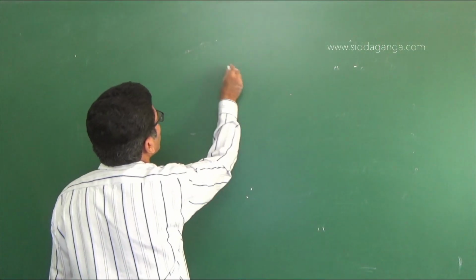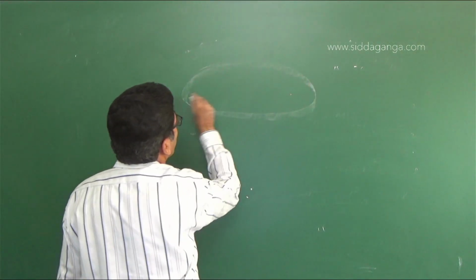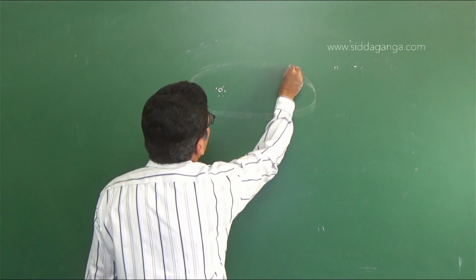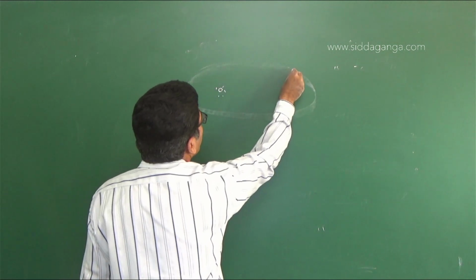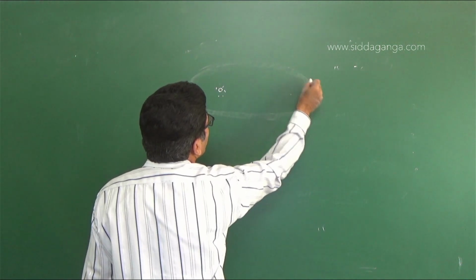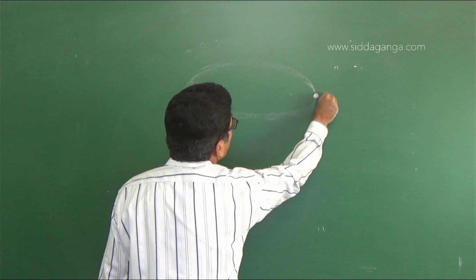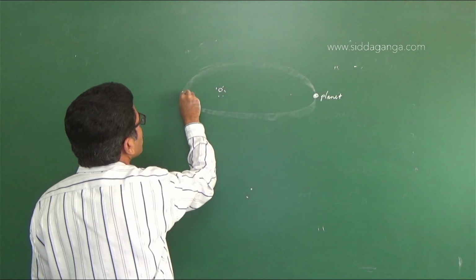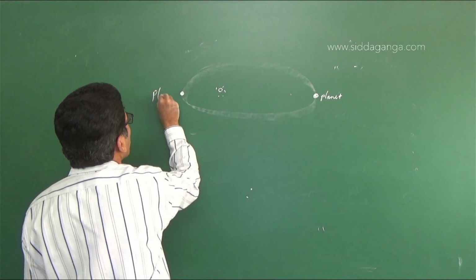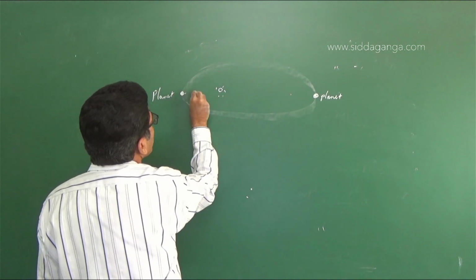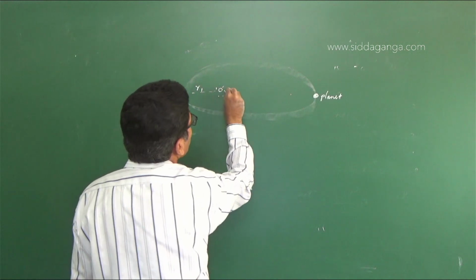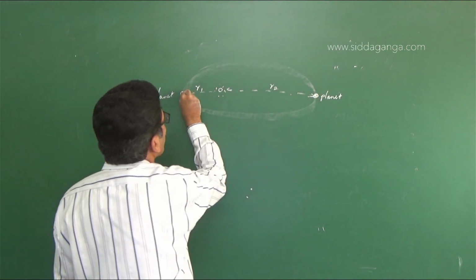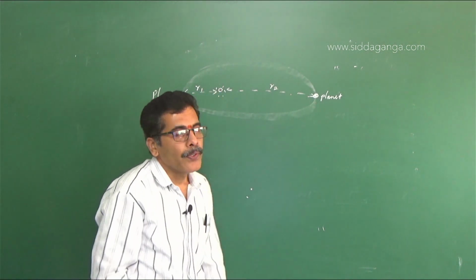We have the sun somewhere here, right? The planet at a certain distance, a farthest distance, this is the planet. See, it's the nearest distance. This is also the planet, the same planet. See, this distance is R1. Let me take this distance as R2. This is R2, this is R1.